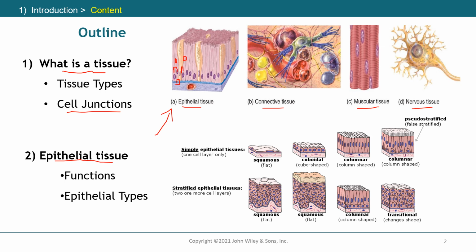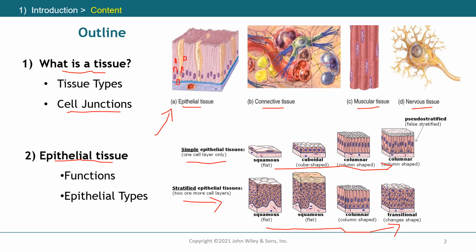The big picture that I want you to remember is that there are simple epithelial tissues, and we will cover all these different types, from the flat, the cuboidal, the columnar, and then we will talk about the stratified that have 2 or more cell layers. And here you also have other divisions, other different types.